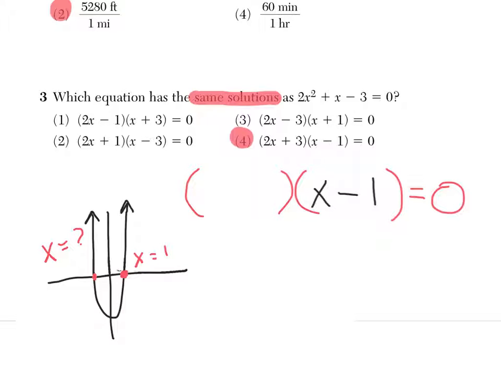However, let's talk through it all the way backwards. How do I get x times something to be 2x squared? Well, that would be 2x right here. And how would I get this -3 by multiplying -1 times +3?